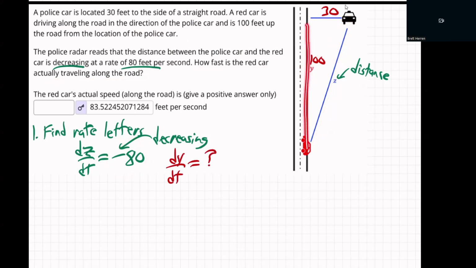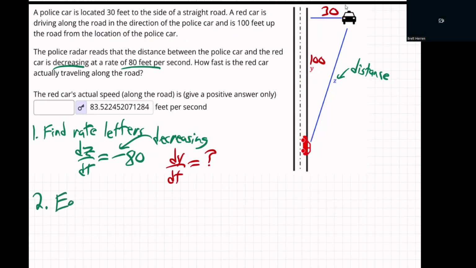Right? Because this is a y, which is the distance from where the police car is at on the highway to the red car. And they're saying, how fast is the red car traveling on the road? How fast is y changing? Y is the distance the red car is traveling. And so we want to know how fast that is. So there's my two rates, the only ones they mention.